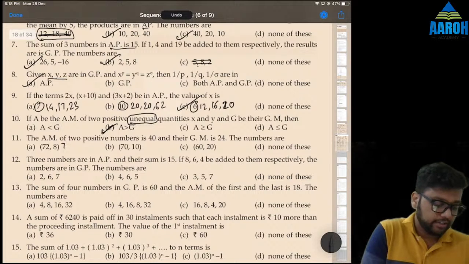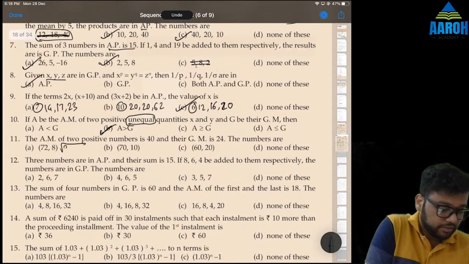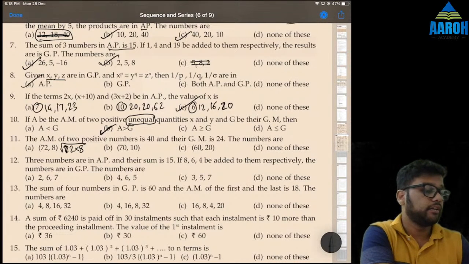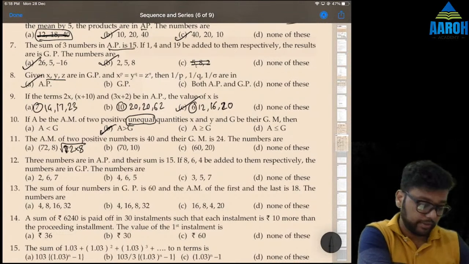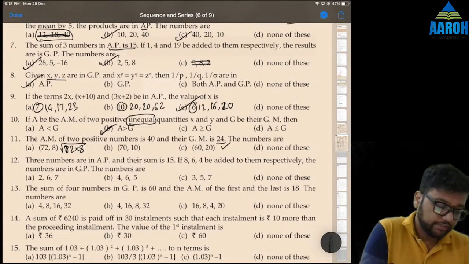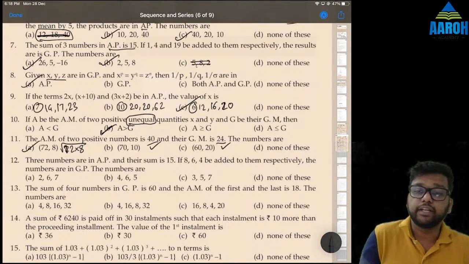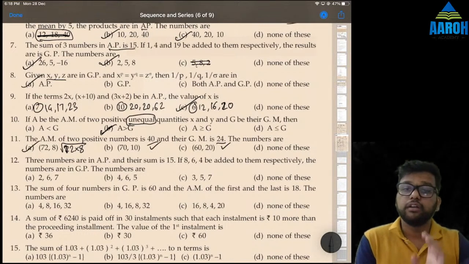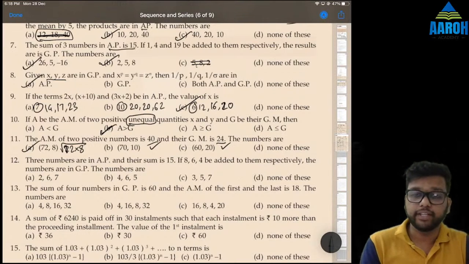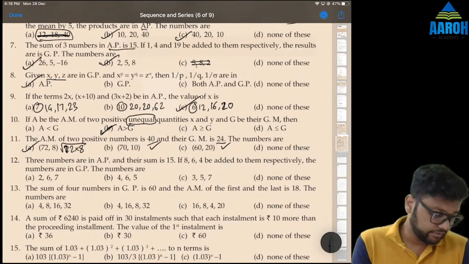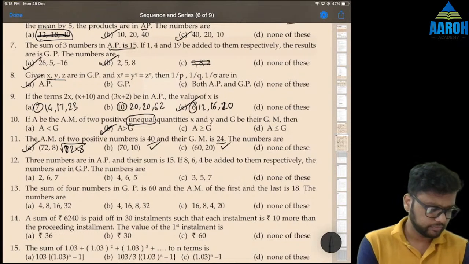For GM, we'll take root of 72 into 8. 72 into 8 is 576. Root of that is 24. So this is also satisfied. A is the correct answer. Akanksha, A is greater than G was correct for 10th. For 11th, A is the correct answer. Got it?